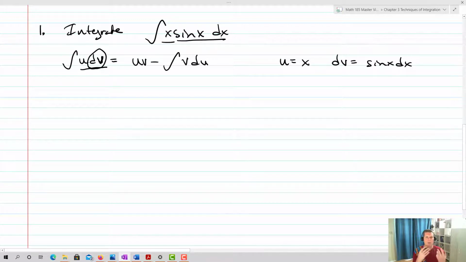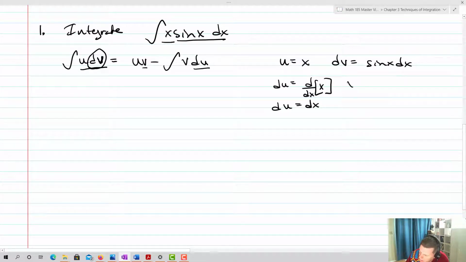Now, if you remember, what we're going to do now is we're actually going to need to find both du and also v. So that means that we're going to take the derivative. So du is going to equal d dx of x, so du is just going to equal dx. That's the derivative of x. That's it, it's 1 dx. Done. Then in order to find v, v is going to equal the integral of sine x dx. So v will end up equaling negative cosine x, and that's it.